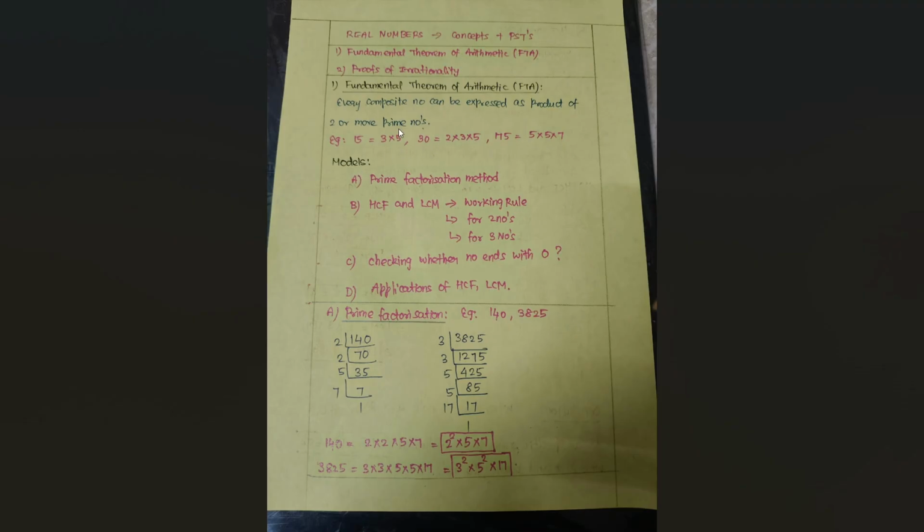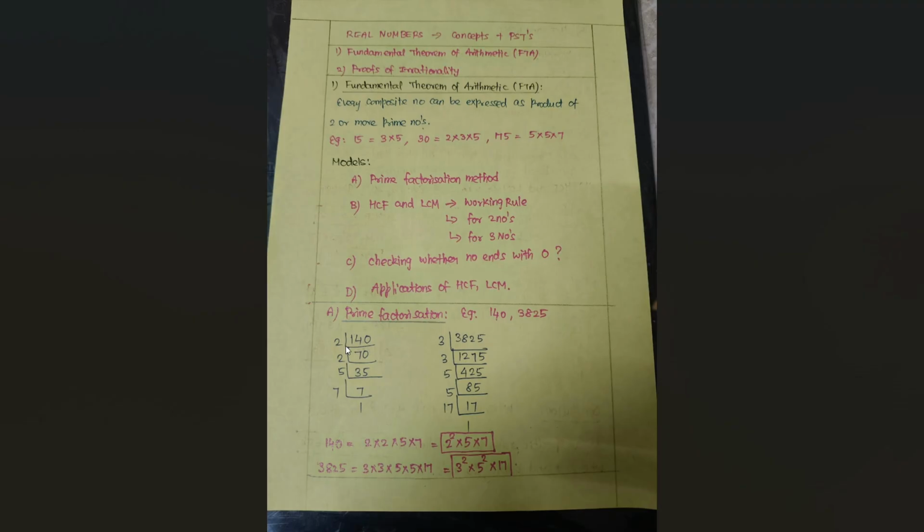And here under FTA, you get different models. First is the prime factorization method, which we have solved here, and then HCF and LCM. I have given you the working rule, and I have also given how to find HCF and LCM for two sets of numbers and also for three sets of numbers, and also checking whether a number ends with 0 or not, and then applications of HCF and LCM. So we will see some examples of prime factorization. I have taken two examples from the NCERT textbook, which are 140 and 3825.